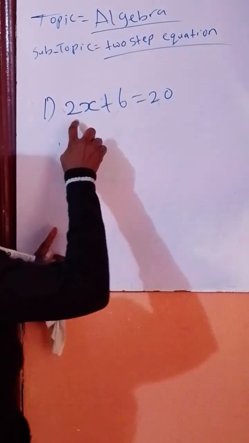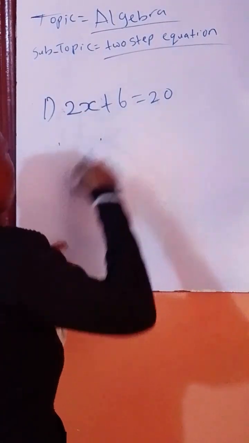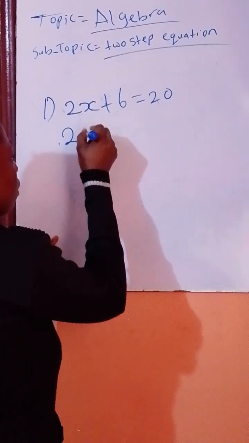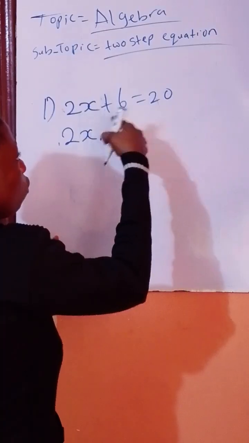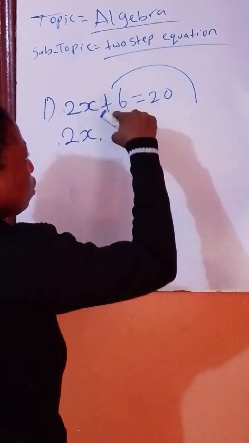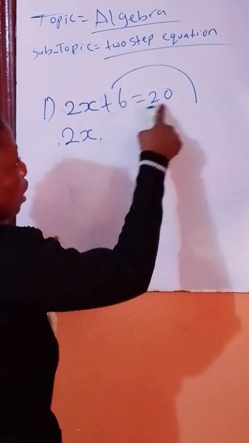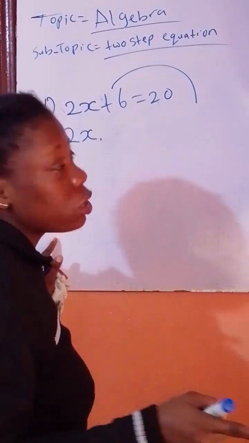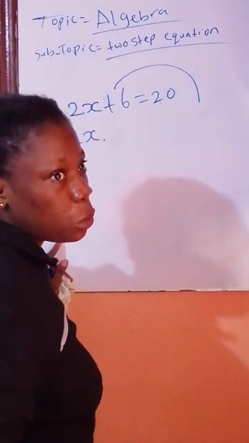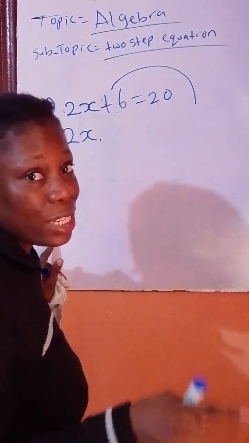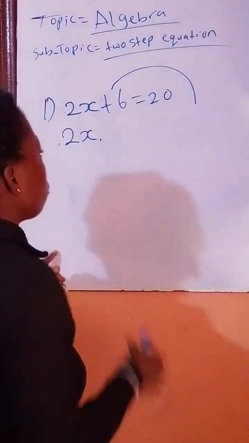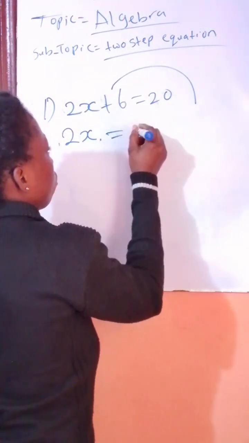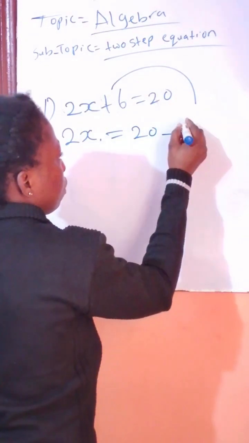When you have something like this, 2x plus 6 equals 20, you bring down your 2x. This plus 6, when it's crossing this equal sign to meet this 20, it will change to minus. Because this is having plus, when it crosses to the other side, it's going to change from plus to minus. You have 20 minus 6.